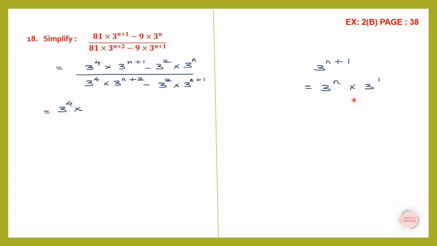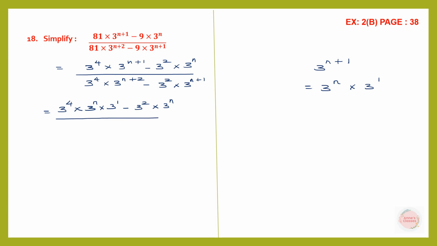We did this in an earlier sum also. So I'm going to write this here. So let's write that. So that is 3 to the power of n into 3 to the power of 1 minus. So this much I have finished. Now I'm continuing minus 3 to the power of 2 into 3 to the power of n.